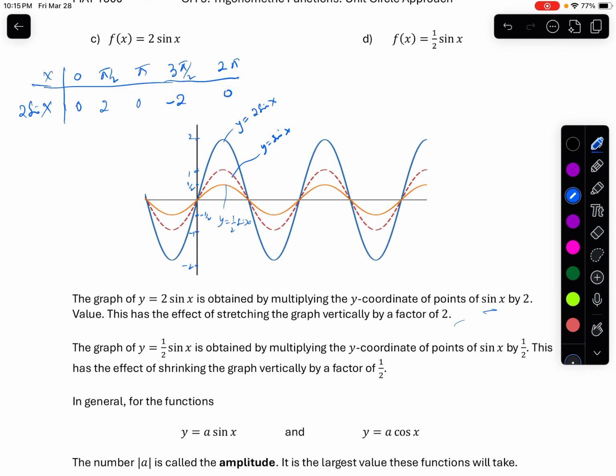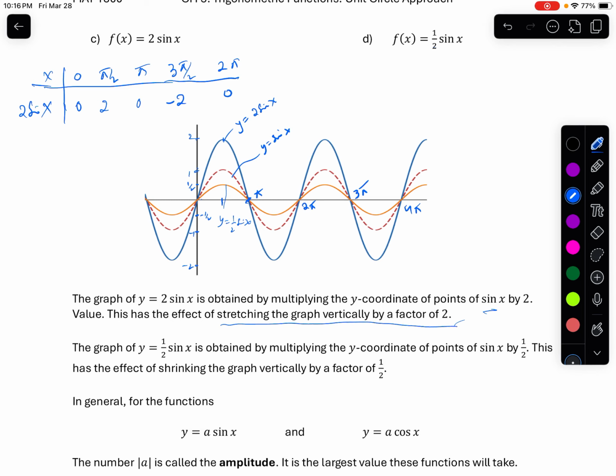So this is how at pi, 2 pi, 3 pi, 4 pi, and at pi over 2, now the value is 2. If you notice what has happened, it looks like the graph of sine x has been stretched vertically. So this is what we call the stretching of the graph vertically by a factor of 2.